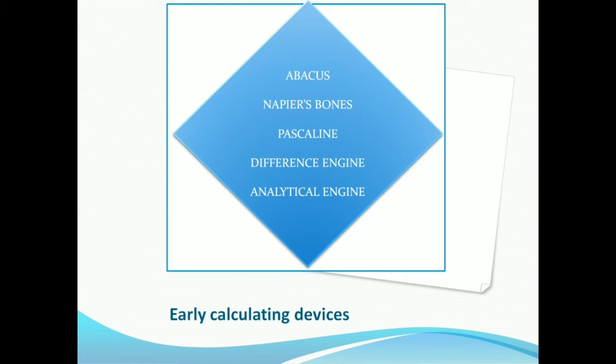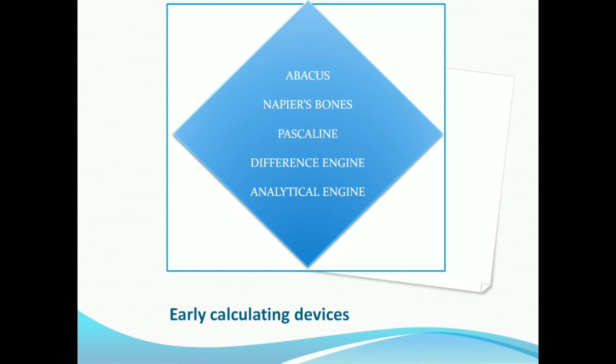And the second one is called Napier's bones. Napier's bones was invented by John Napier in 1617. It consists of rectangular rods made up of bone, ivory, wood or metal. It can be used for multiplication.